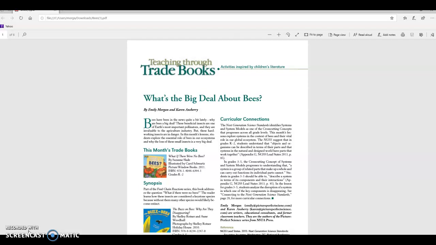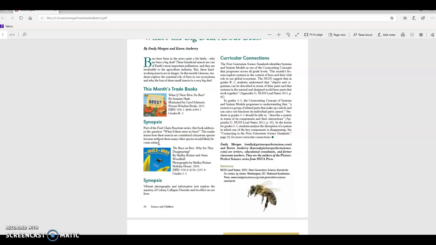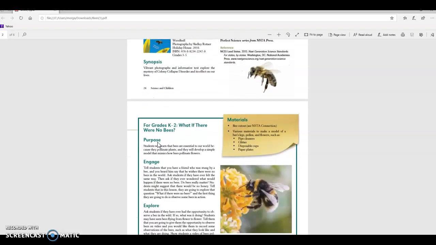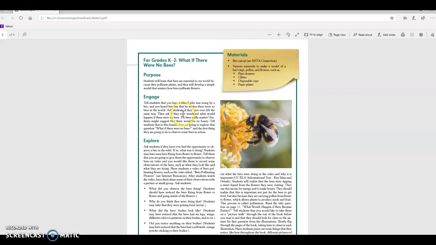For this assignment, I chose to use the book What If There Were No Bees by Susan Slade, and this lesson addresses the Next Generation Science Standards that deal with objects and organisms that can be described in terms of their parts, and that systems have parts that work together in the natural and design world. So if you scroll down here, here is the lesson plan that I chose to review for grades K through 2nd.